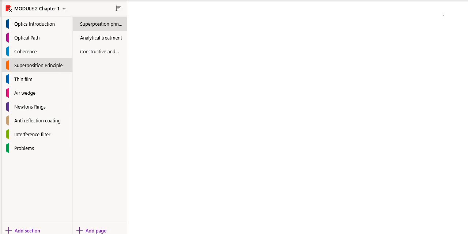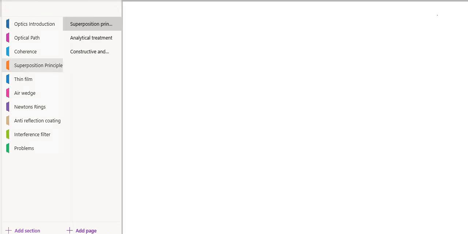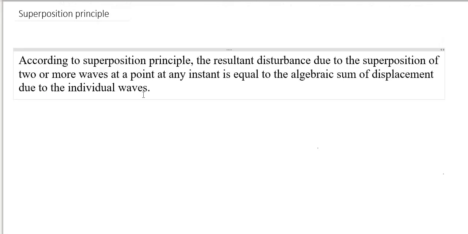Good morning, dear students. Today we are going to discuss the very basic principle of interference, which is known as the superposition principle. This is a very familiar principle that you already studied in your plus 2 classes. According to the superposition principle, the resultant disturbance due to the superposition of two or more waves at any point at any instant is equal to the algebraic sum of the displacements due to the individual waves.